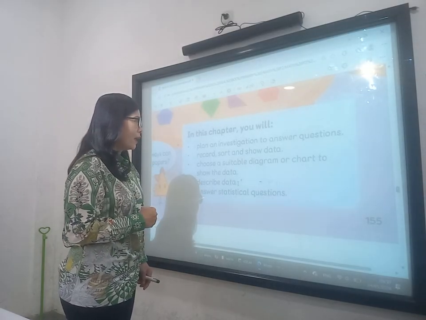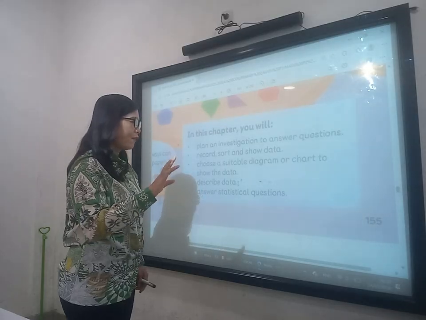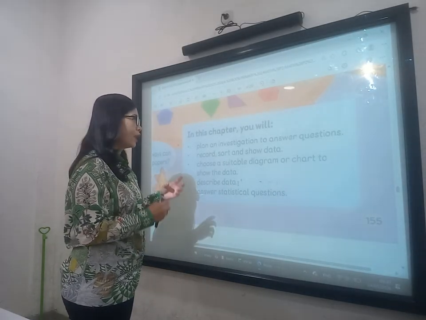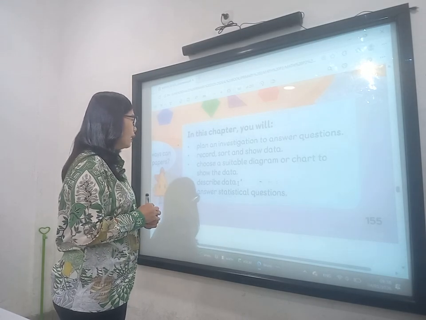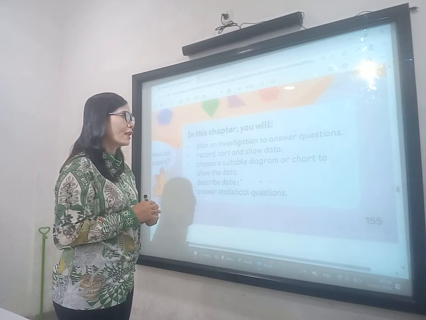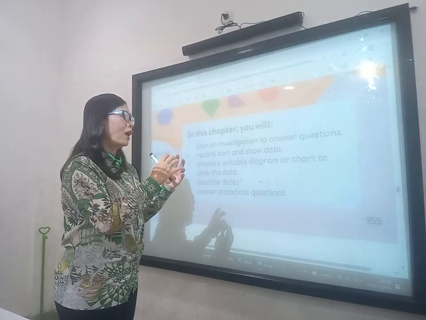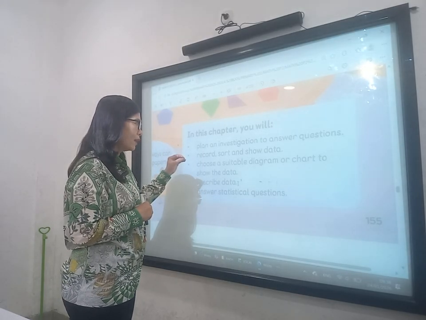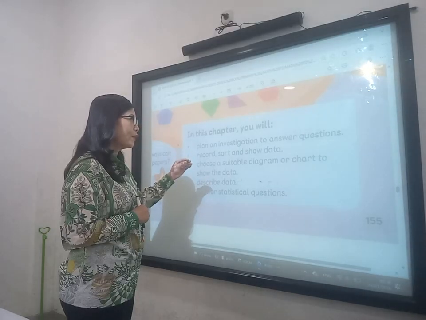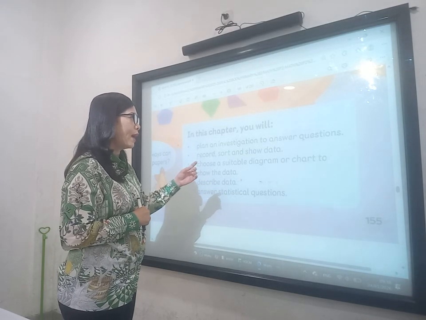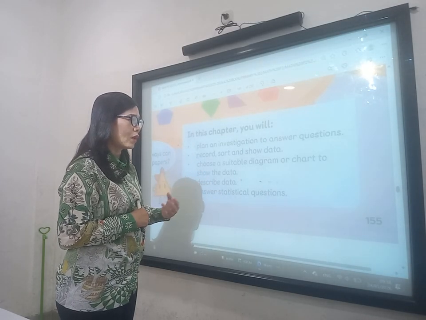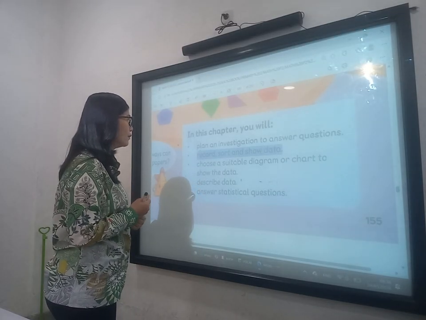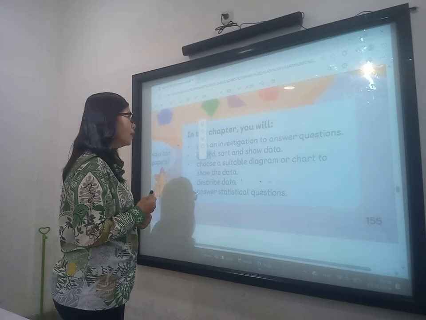And then, by finding the data, they can record the data and sort data, which means grouping by size. Sort data means they make groups of the objects. Okay, can you mention the difference between these three? Record, sort, and show the data. How do you explain the difference of these things to the students?